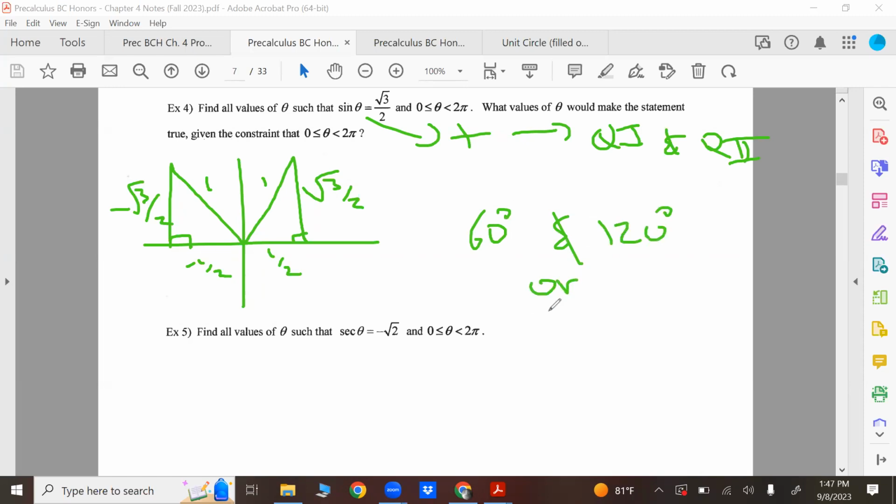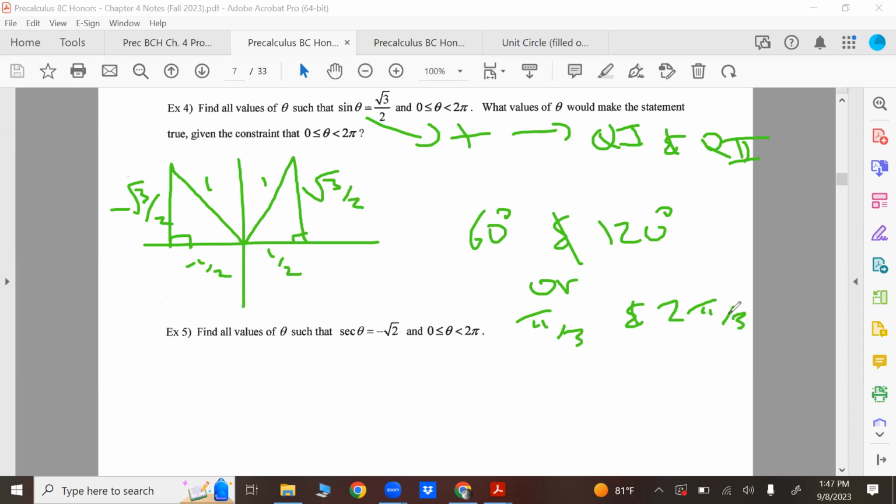Or you can give the answer in radians: pi over 3 and 2 pi over 3. So those would be the values of theta that would make that statement true, given that constraint. Nothing else. Let's look at the next one.